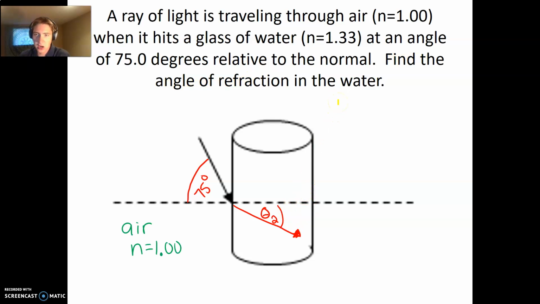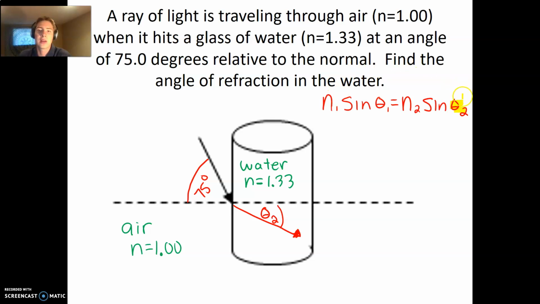So we'll start out by looking at the equation for Snell's law. We know our air n, we know our water n, right? So we can just plug in these numbers. We know sine of theta 1 is going to be 75 degrees. And so we get 1 sine 75 equals 1.33 sine of theta 2, right?